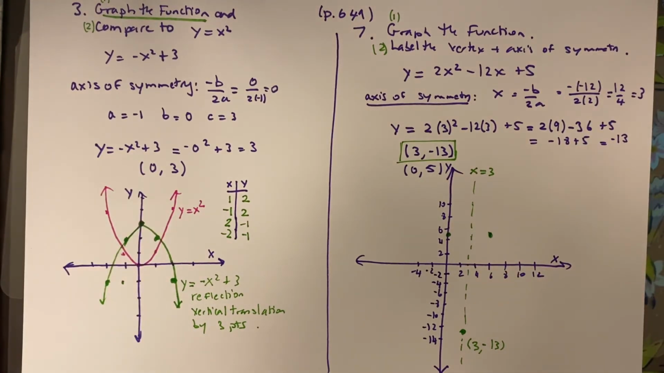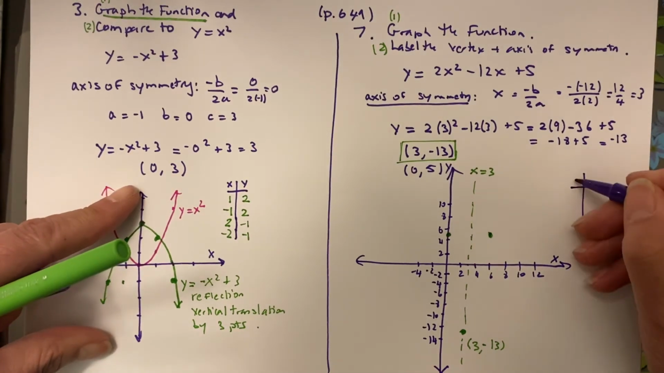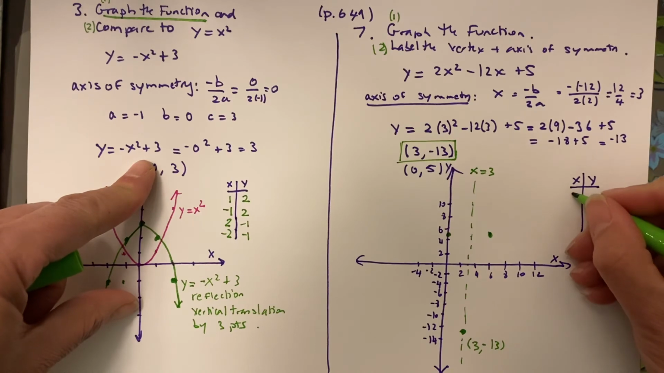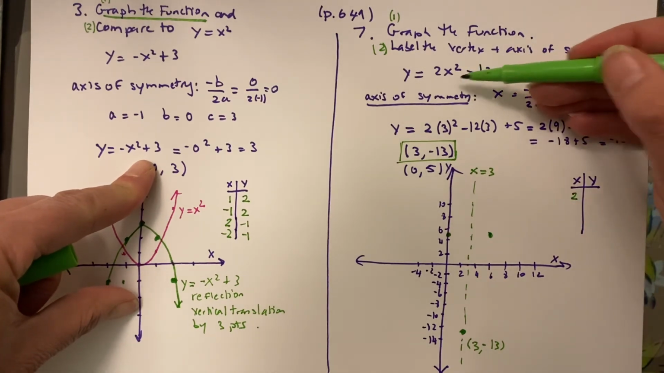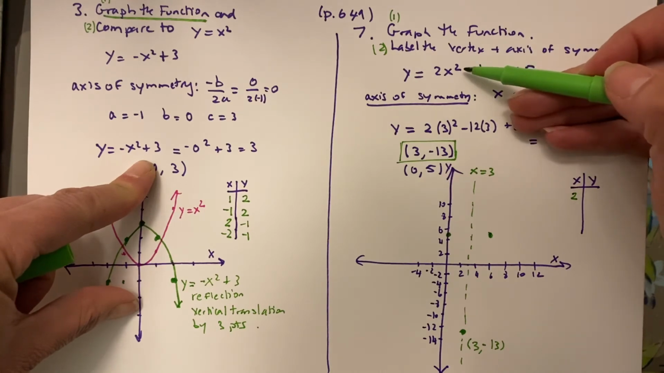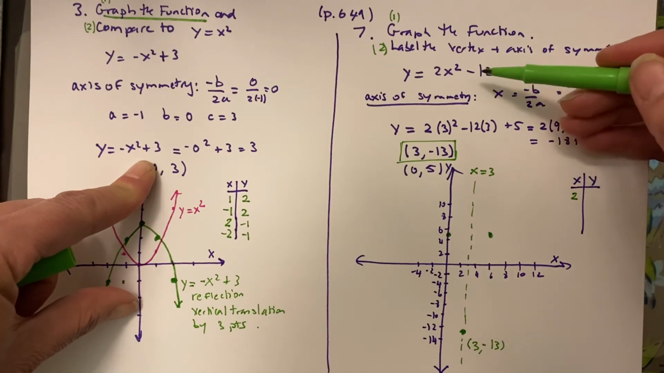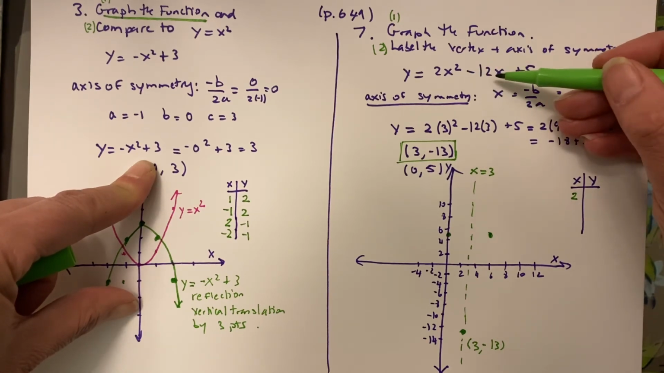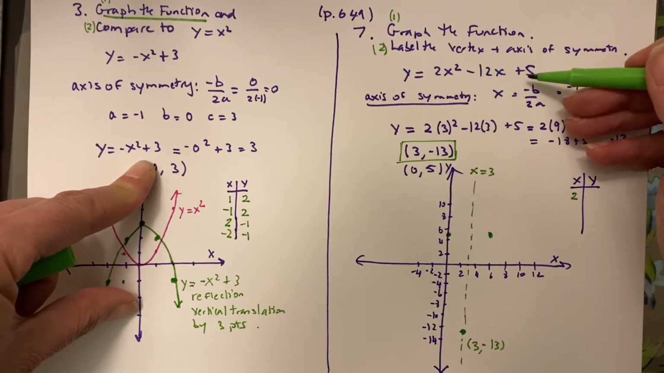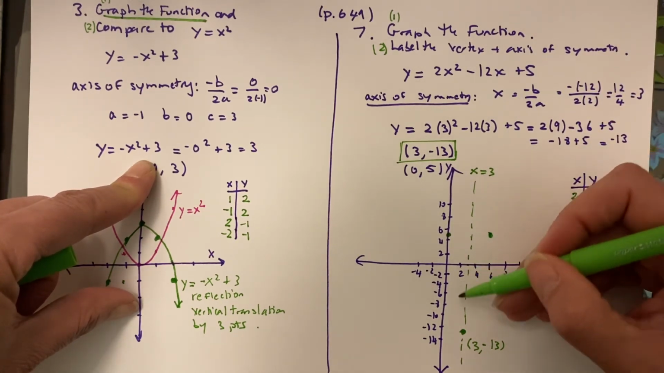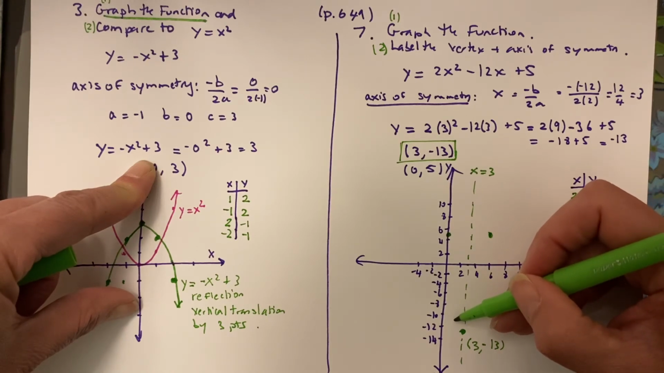I'm down to just needing 2 more points just to finish this off. And I'm just going to choose probably 2 and 4 and see what happens. Let me start with 2. So if I substitute this in, 2 squared is 4, times 2 is 8, minus 12 times 2 is 24. So -24 plus 8, it's going to give me a -16 plus 5, should give me a -11 if I did this correctly. So 2, -11, that looks like it makes sense.